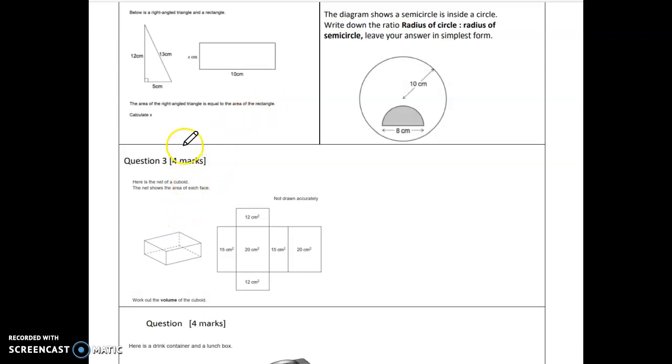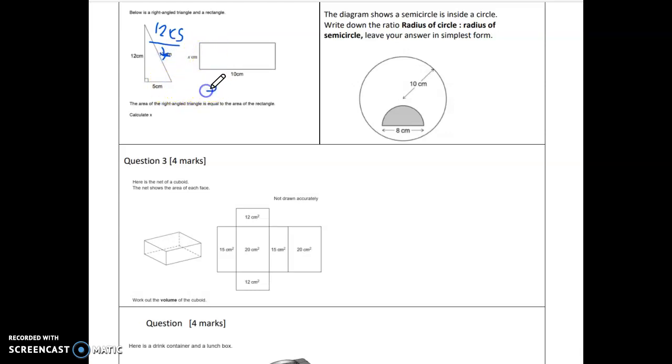So calculate x. Right, so the area of this then, so the area of a triangle was your height times your width, then divided by 2. So actually it's got 13 there, but I don't need that 13, so I'm just going to scrub it out for now. So the height of that would be 5 times 12 divided by 2. So 12 times 5 is 60, divided by 2, that gives us 30. So the area of that is 30.